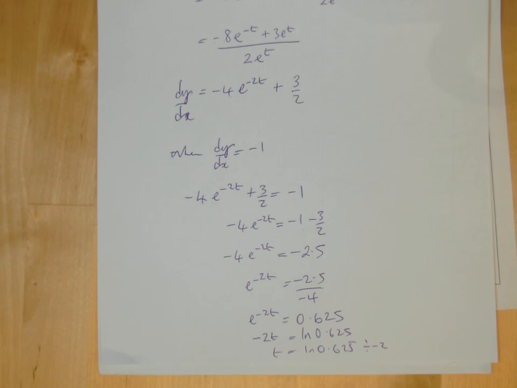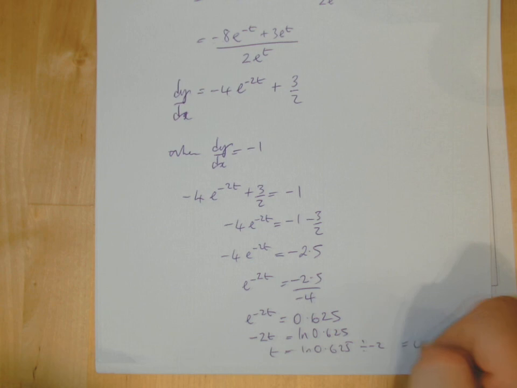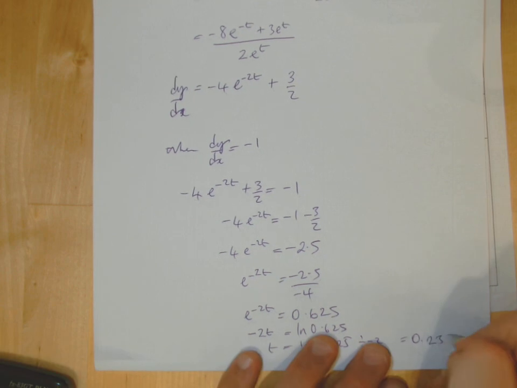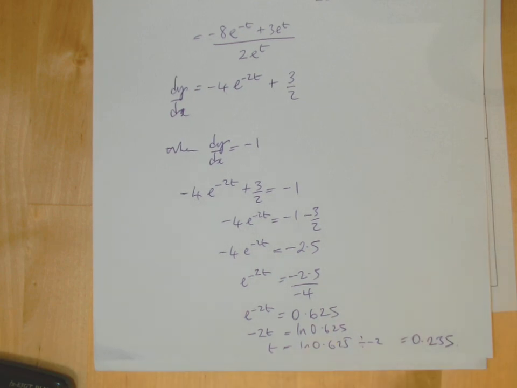Okay, so on my calculator, I get ln 0.625 divided by -2, and I get out 0.235, and that's to 3 decimal places as requested.